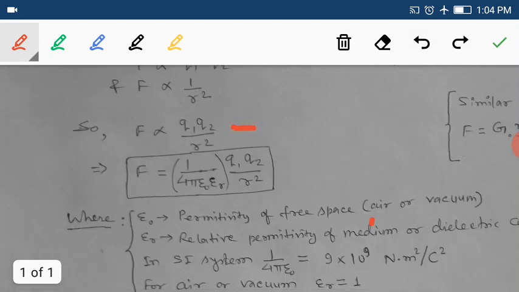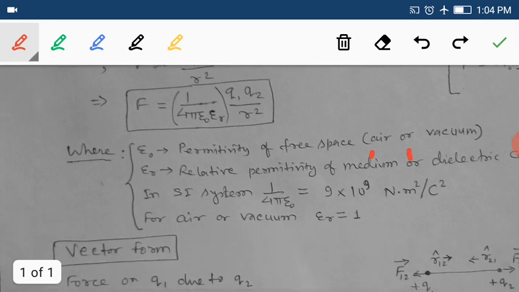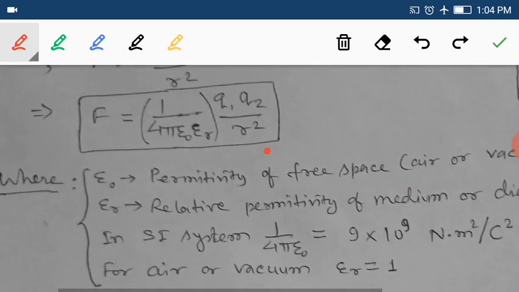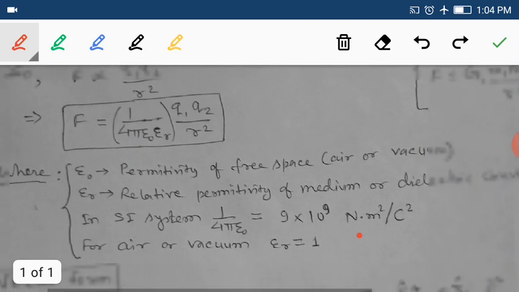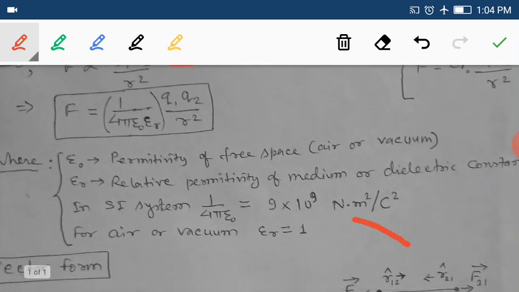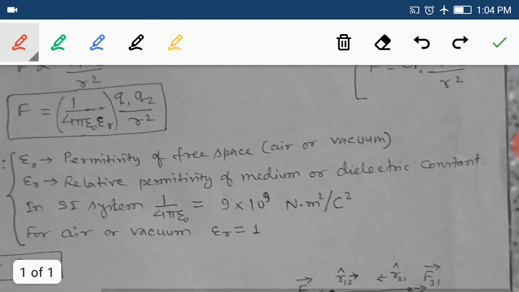It is something new for you, of course. Okay, this is 1 upon 4 pi epsilon 0 into epsilon r q1 q2 upon r square. The quantity inside the bracket is actually an electric constant. It is an electrostatic constant. Some more information is given here about this constant. See here carefully.